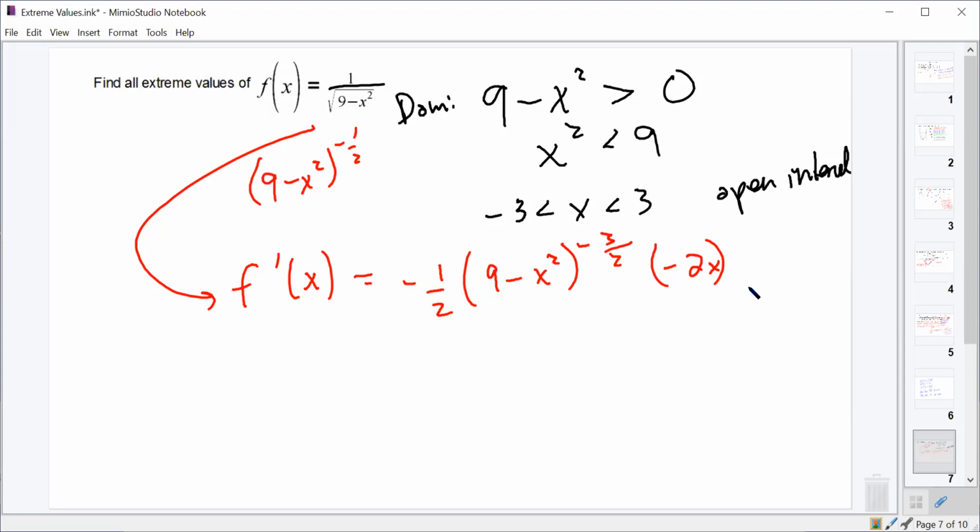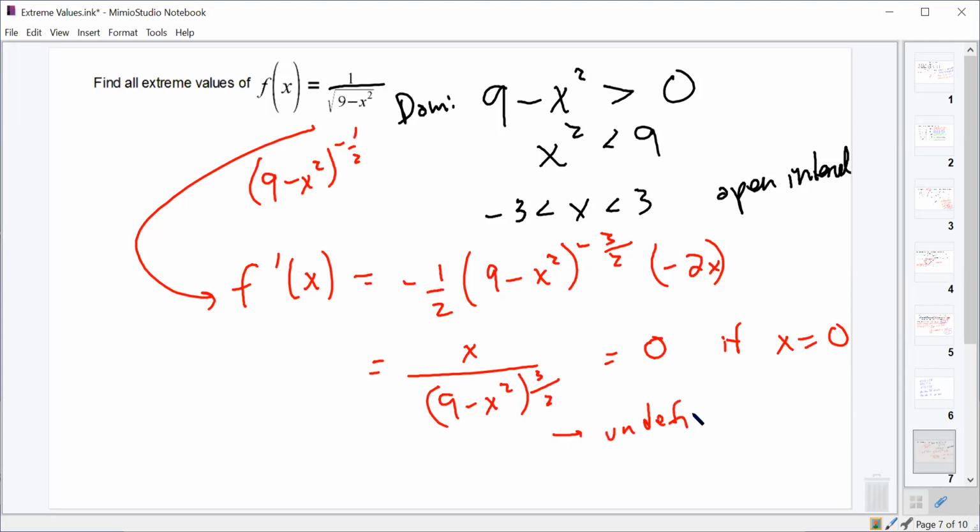And if we simplify that down, what do we get? The negatives will cancel, the 2's will cancel. We get an x in the numerator, and in the denominator, we've got 9 minus x squared to the 3/2. So now, let's think about any values that make this equal to 0. Are there any values that make this equal to 0? If x equals 0. And what about any values that make this undefined?